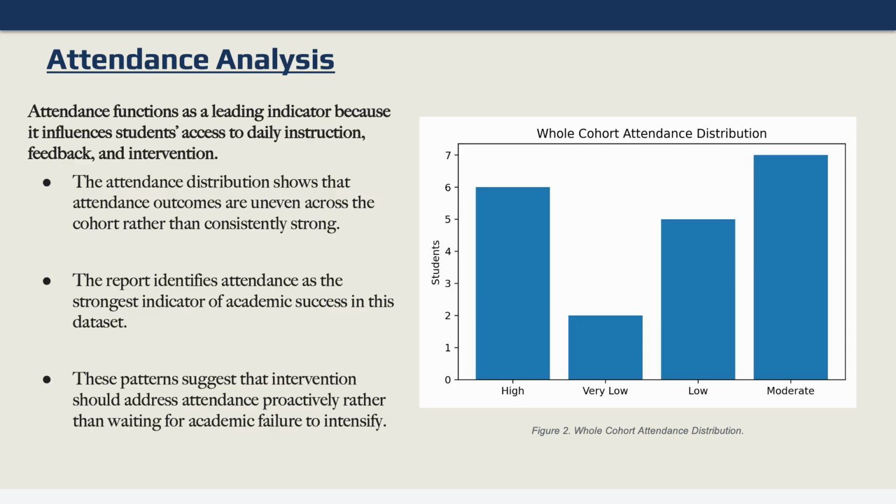So let's look at how each indicator was measured and the results. Let's first look at attendance. Attendance here is a key leading indicator. The data shows uneven attendance across this cohort. This highlights attendance as a strong predictor of academic success that requires proactive intervention. So leaders can use this information to implement any type of incentives to encourage students to come to school.